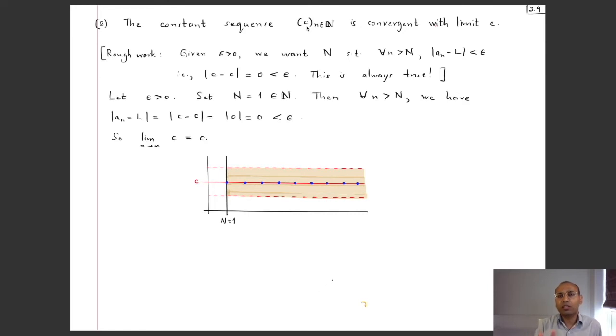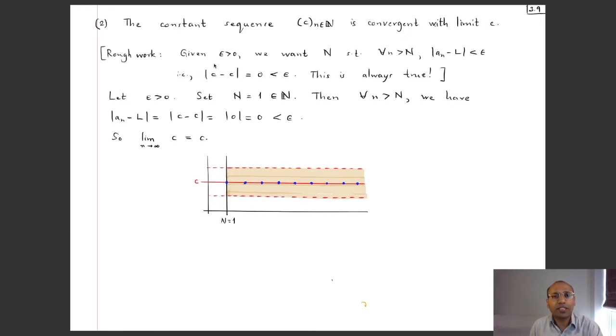So this sequence is just c, c, c, c, c, and so on. For example, if c equals 1, it's the constant sequence 1, 1, 1, 1, 1, and so on. If c equals minus root 2, then this is the constant sequence minus root 2, minus root 2, minus root 2, minus root 2, and so on. Of course, if I look at the graph of this sequence, it doesn't budge at all from this value of c. So the limit has got to be c, if there's any sort of justice in this world. Let's prove this using the definition.